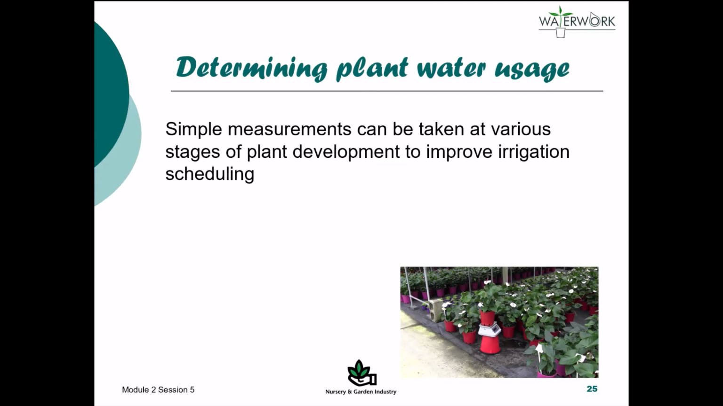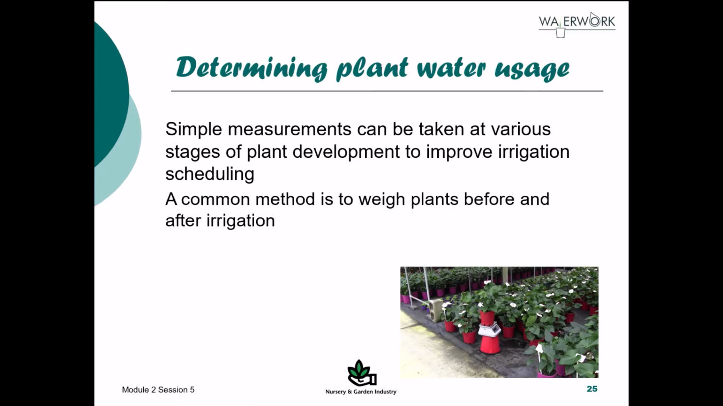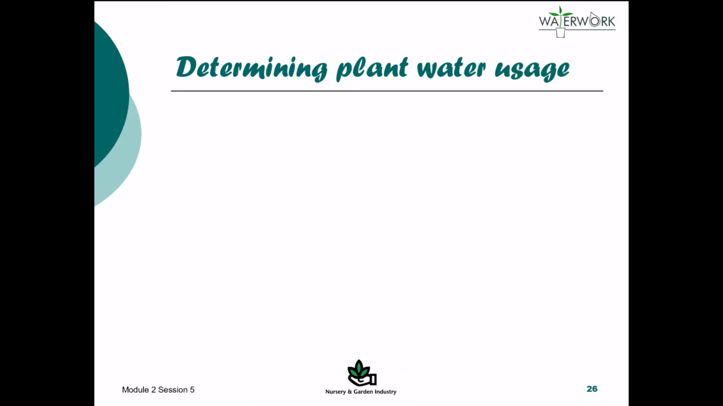Some simple measurements taken at different stages of plant development enable a nursery operator to reorganize where plants are in the nursery to better match applied water, and be informed on the amount of water each plant needs to maintain vigorous growth without overwatering and leaching fertilizer from the container. The most common method used is to weigh plants before and after irrigation.